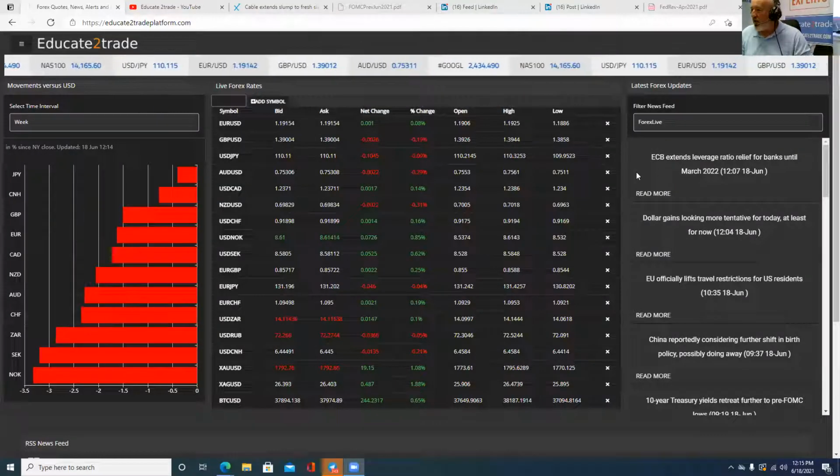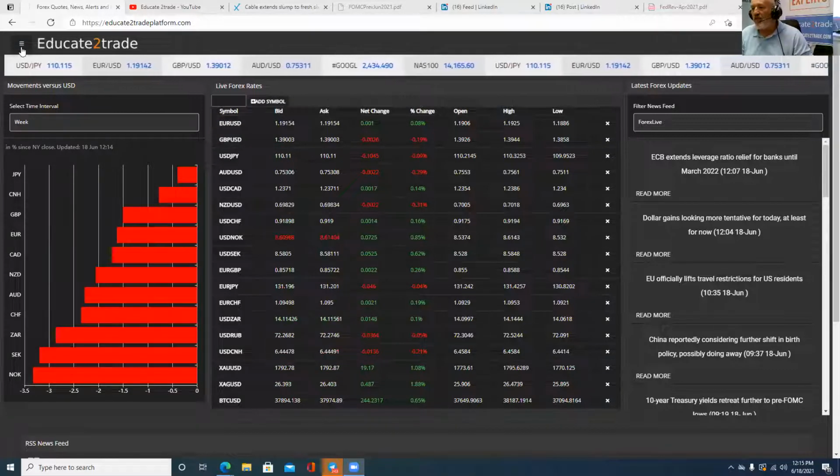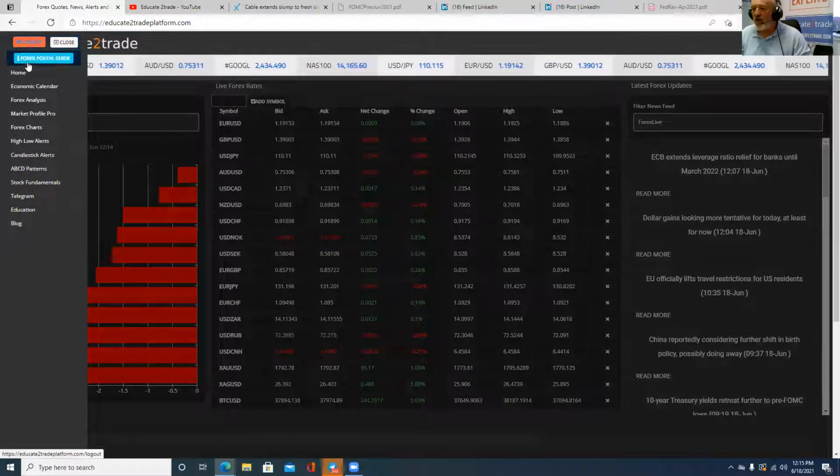Right. Welcome. We're just going to go through our new Educate2Trade platform that we're sending out to our members and try and give a simpler version of how it's to be used. So here we go onto the shared screen, the Educate2Trade platform. At the top left, we have the menu page. We press the menu here and we have the menus down here.